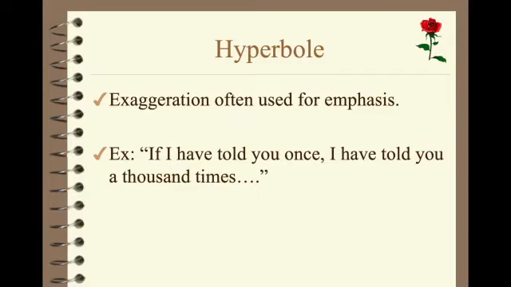The next word we'll look at is hyperbole. Now, hyperbole is an exaggeration often used for emphasis, and you need to understand that it is an exaggeration. For example, if I use the term, "If I've told you once, I've told you 1,000 times," your understanding is I haven't actually literally told you something 1,000 times, but it feels like I've told you time and time again. And so it is an understood exaggeration, and it's used to emphasize a feeling.